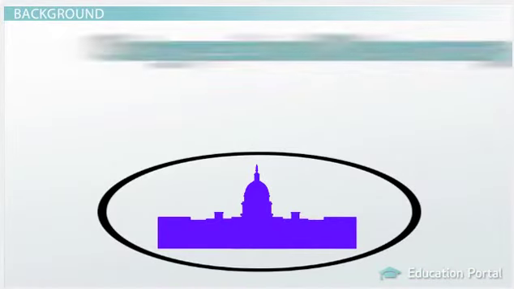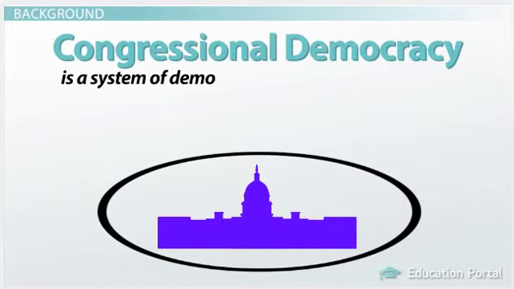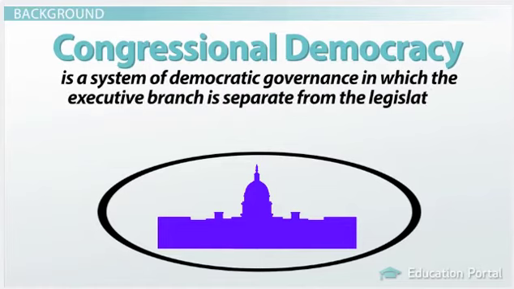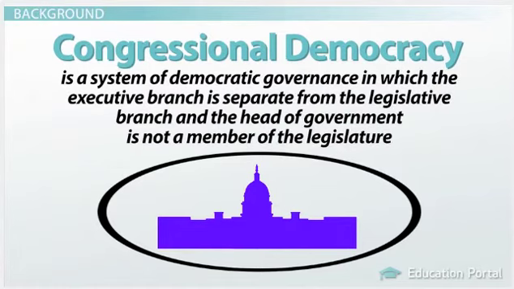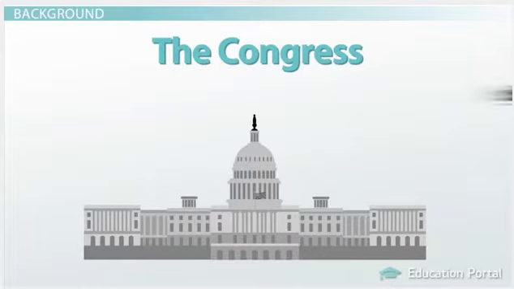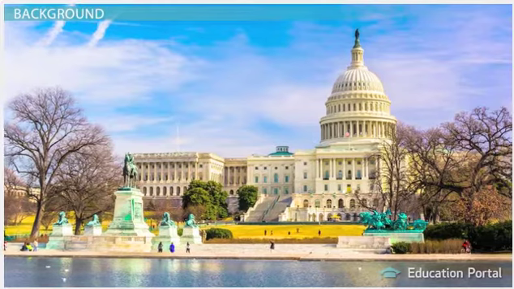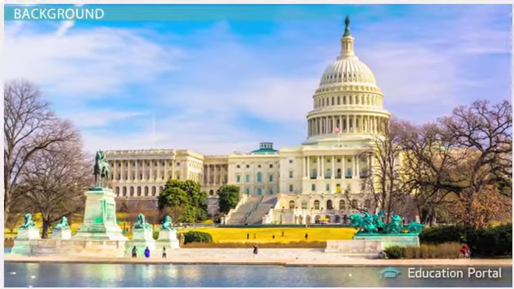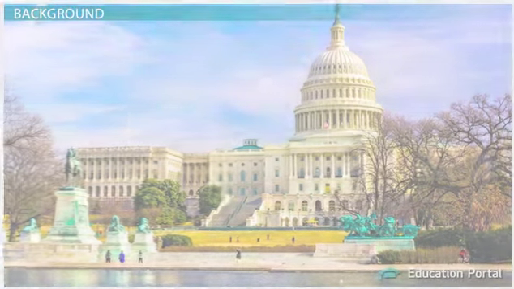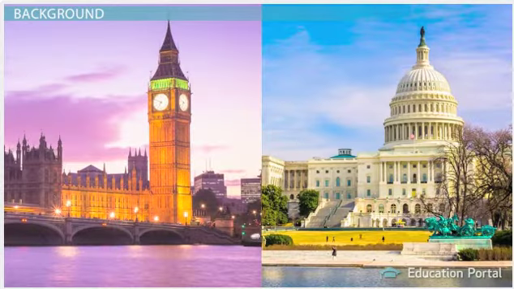Conversely, a congressional democracy is a system of democratic governance in which the executive branch is separate from the legislative branch, and the head of government is not a member of the legislature. The Congress is the legislative branch of a congressional democracy. This type of democracy is found in the United States and a few other democratic countries. While these two systems of government have similarities, they also have a few very important differences that we will be looking at during this lesson.